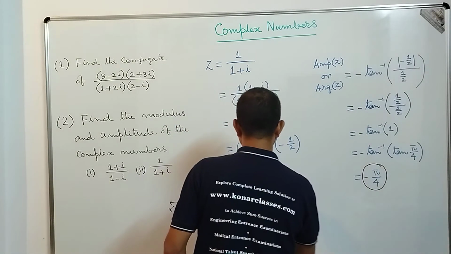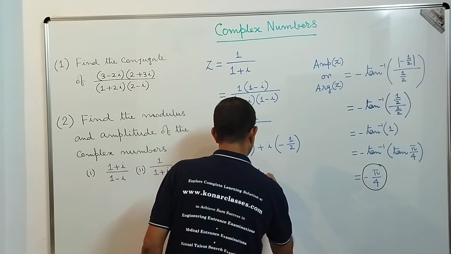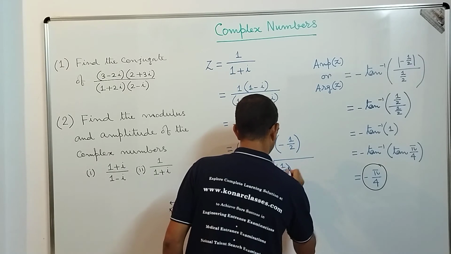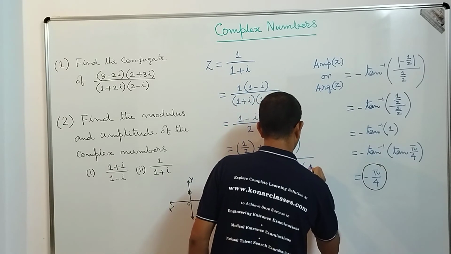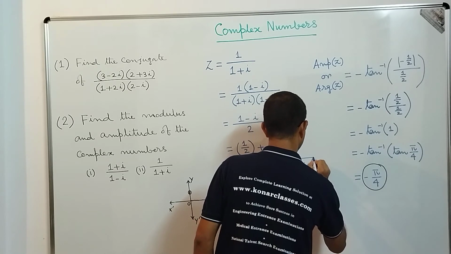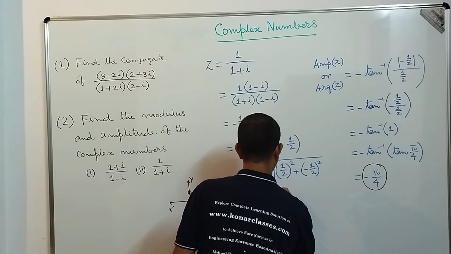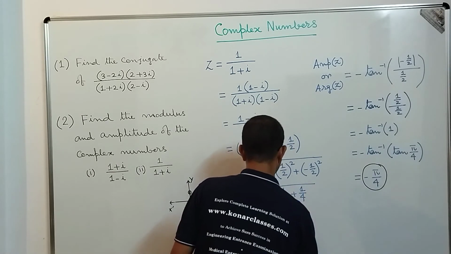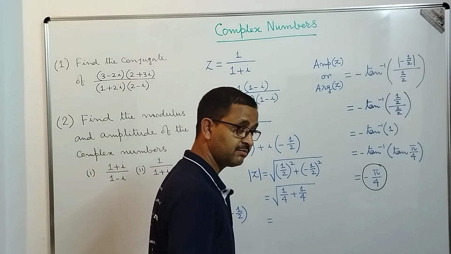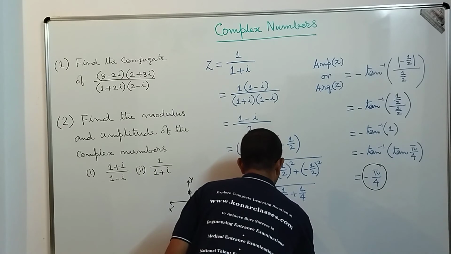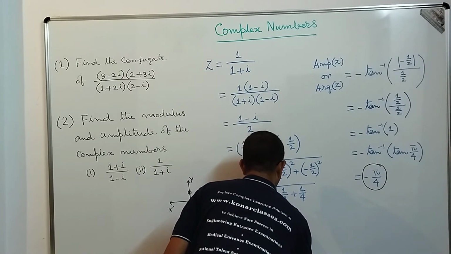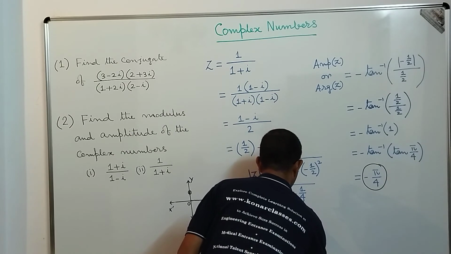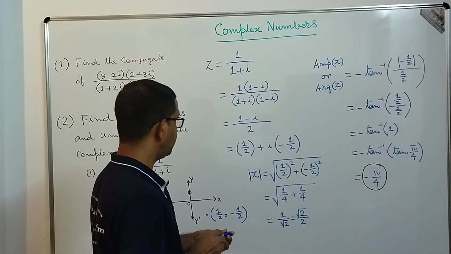That is quite simple. The modulus of this complex number, mod z, is equal to square root of 1 by 2 whole square plus minus 1 by 2 whole square. So that is equal to what, dear students? That is equal to square root of 1 by 4 plus 1 by 4. 1 by 4 plus 1 by 4 is 1 by 2. So that means 1 by square root of 2, or you can write this as square root of 2 divided by 2. So that is the modulus of this complex number.